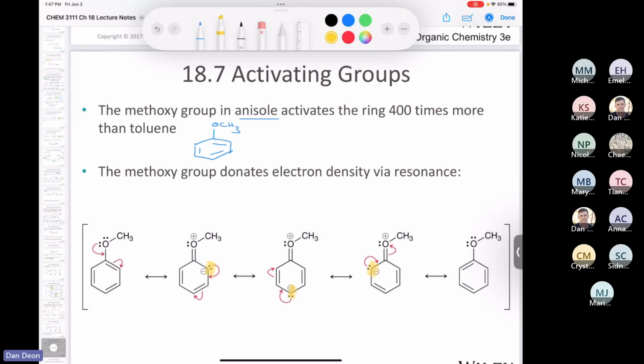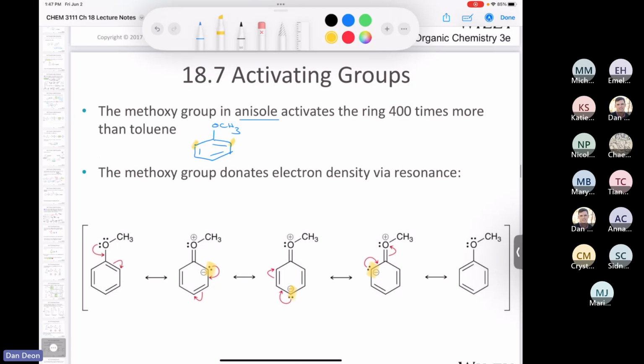Well, what about the regioselectivity? When we have an anisole molecule and we try to do a substitution reaction, is it going to occur at the ortho position, the meta position, or the para position? Which one? All right, so let's take a look here.